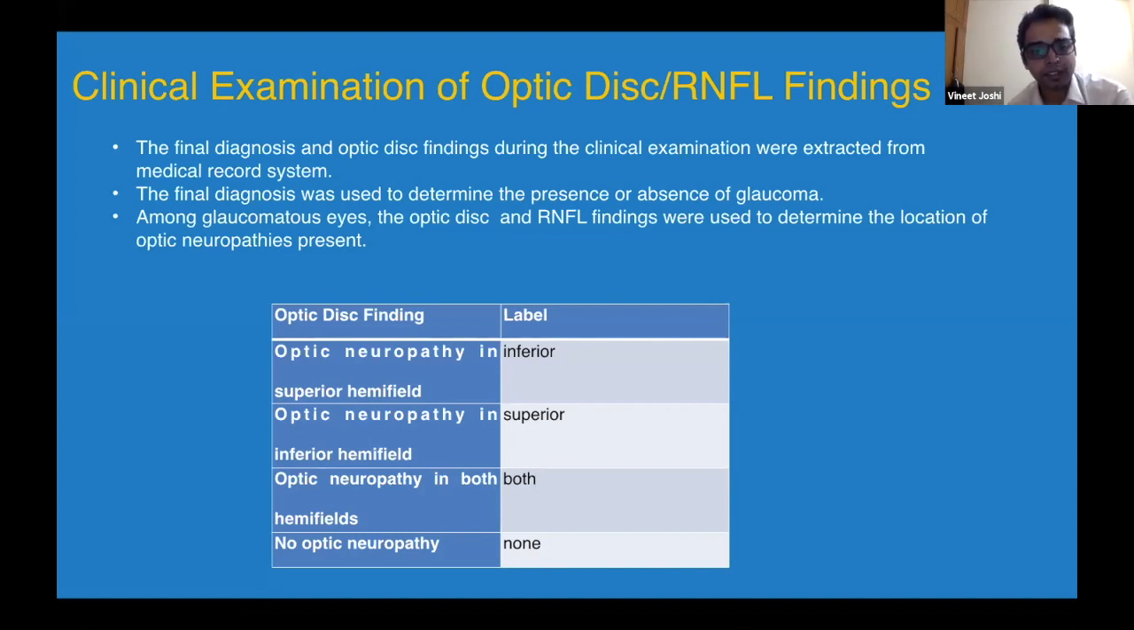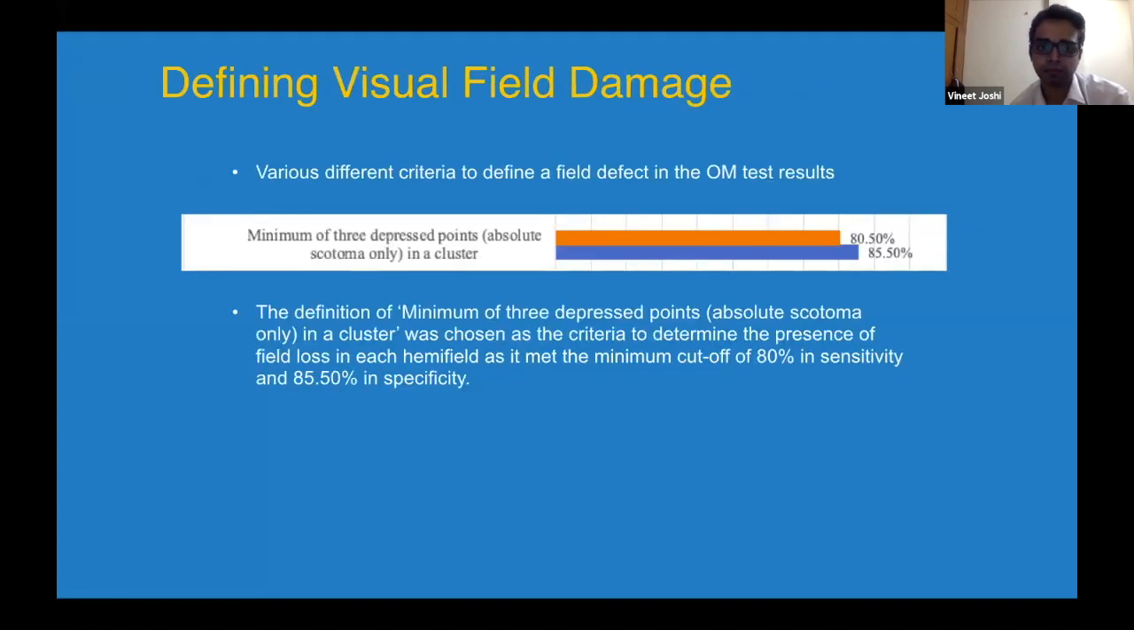Apart from this, the ophthalmologist also labeled if there were any anomalies in the optic disc and labeled them according to the quadrant and the hemifield involved. So there were various different criteria, but overall, after going through the field test, we came to the point that the criteria of a minimum of 3 depressed points in a cluster of the absolute scotoma gave the best sensitivity and specificity, and this was defined as the criteria to define a defect in the visual field.